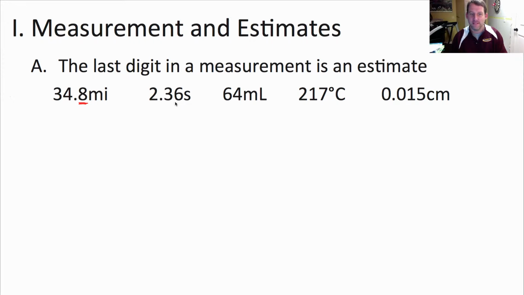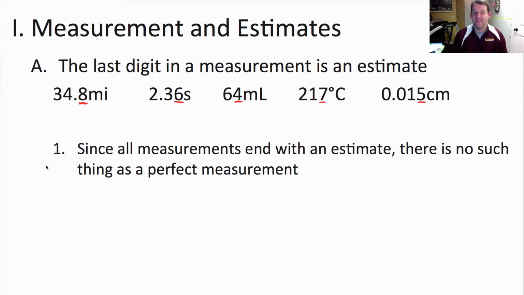Just like in 2.36 seconds, this 6 is an estimate. We knew it was a 3 here and a 2 here, but this 6 maybe not so much. And the same with this one, the 4 is an estimate, the 7 is an estimate, and the 5 is an estimate. So that last number written down is an estimation of what we thought it was. It may not be exactly that.